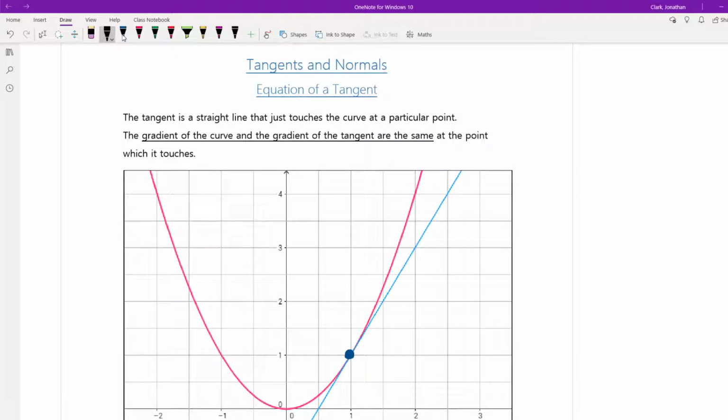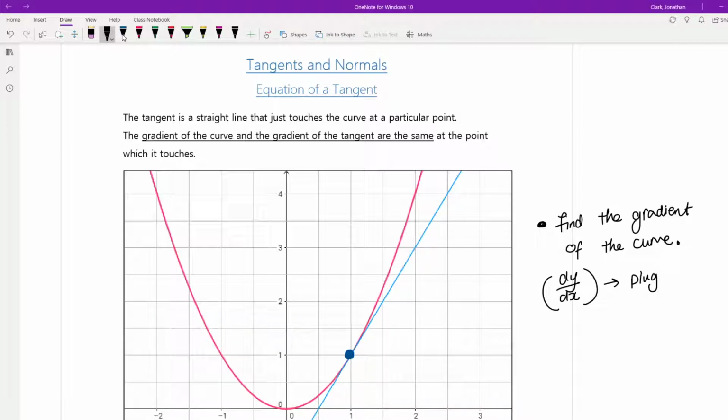So the process to find a tangent is going to be something like this. We're going to find the gradient of the curve, and we're going to do that using some sort of differentiation technique. And we'll plug in whatever coordinates they're asking about. And then once we've done that, we'll use the formula of a straight line, and we'll get the gradient from the first part. Because once again, just to re-emphasize, the gradient of the curve and the gradient of the tangent are the same, so we can get the value of dy dx and plug it in for m.